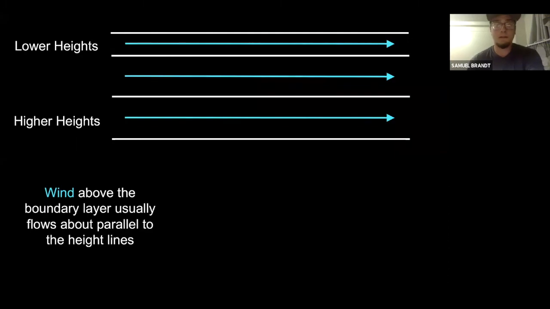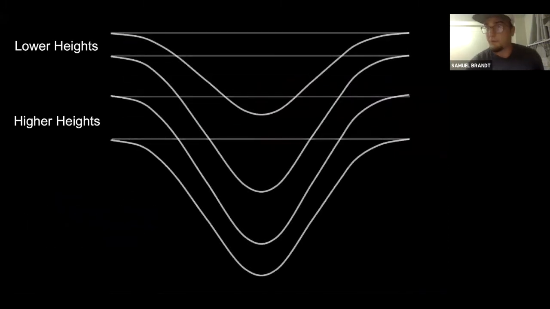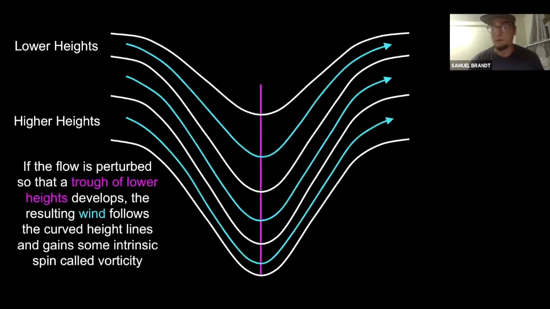So now let's perturb these height lines a little bit. Let's say there's a little kink in them. You have a little bit of a trough. So lower heights extend further down than their surroundings, and you get a trough. What happens then is the wind has to flow parallel to the height lines. So as it swings around the base of this trough, you can imagine it gains some intrinsic spin in here, right? So you can kind of see as it comes around, you can kind of see that spin in there. We call that vorticity. It's a very important quantity. You'll learn about that in detail as well as you move through this major.